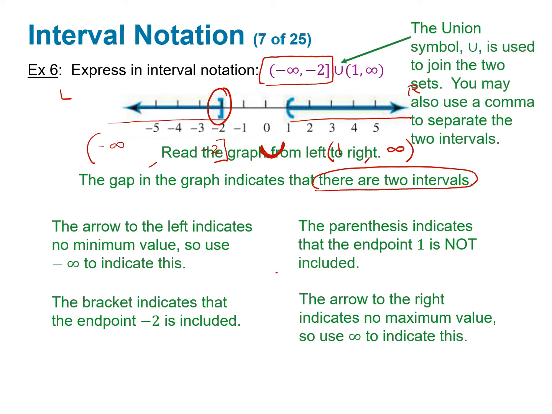And the union symbol is the way to join 2 sets. You may also use a comma if you just want to write the 2 and list them. But the union, the U, just means "and" in math.